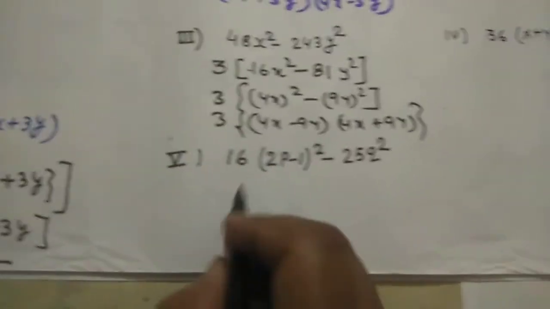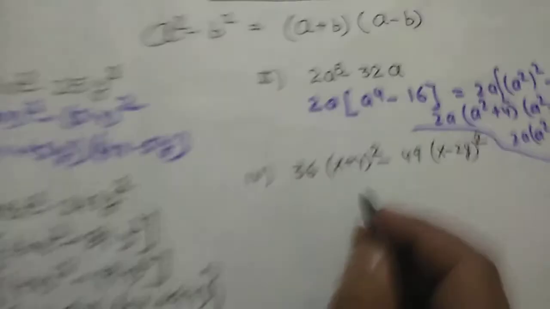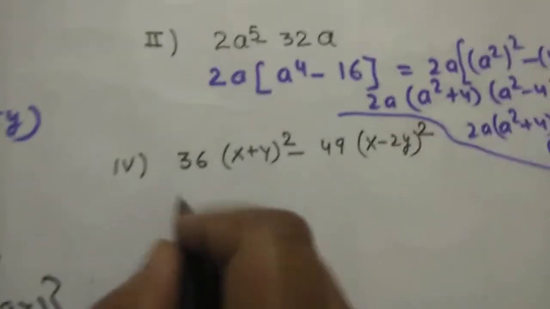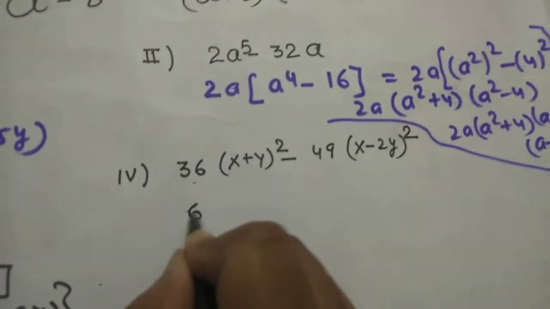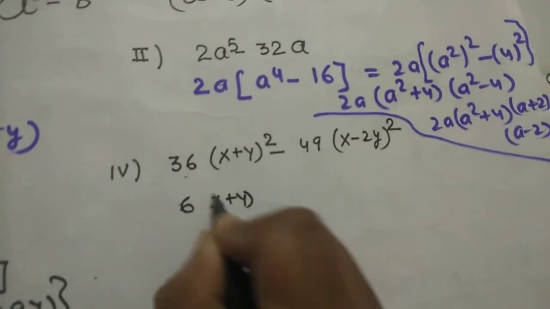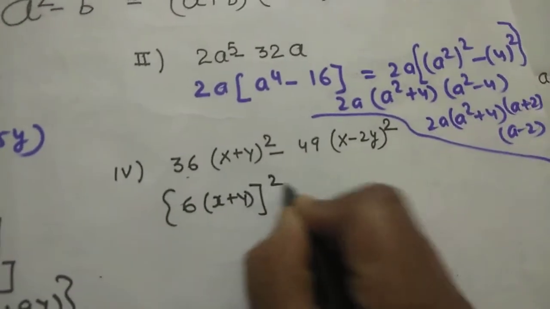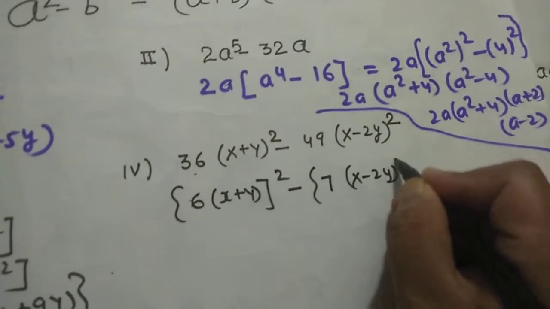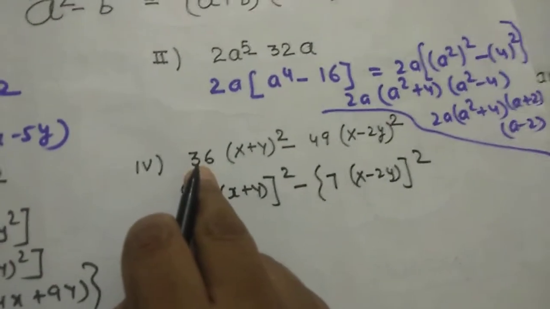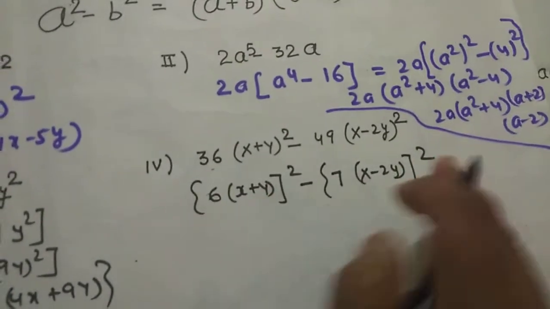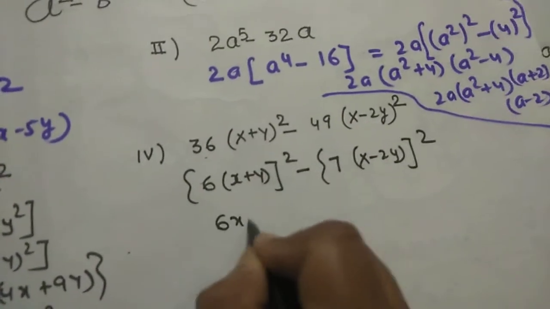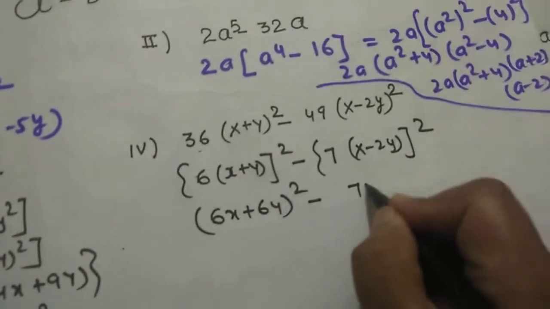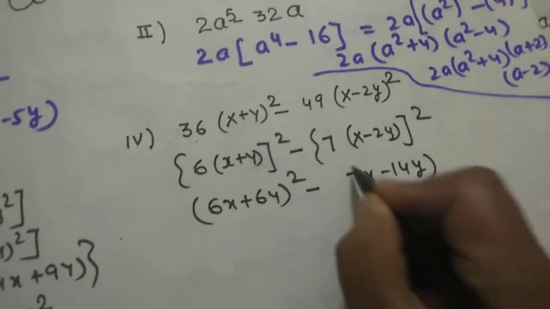Check here the fourth question. First of all, 36(x plus y) and 49(x minus 2y). So first of all, this 6 will go inside: (6x plus 6y) whole square minus (7x minus 14y) whole square, because 36 is the square of 6 and 49 is the square of 7. So I am making a square minus b square.